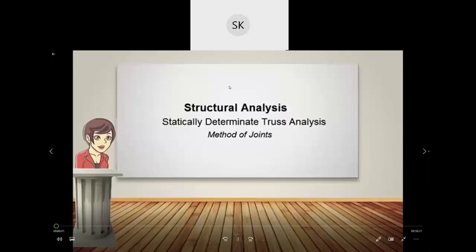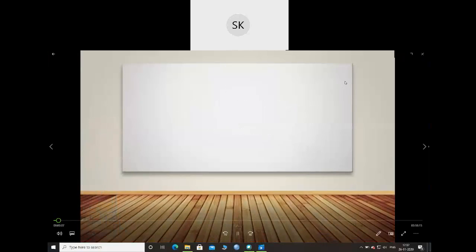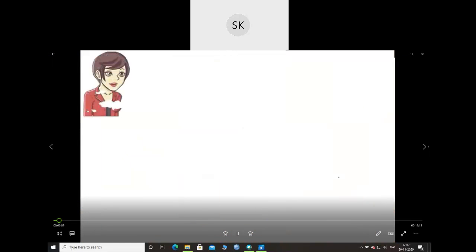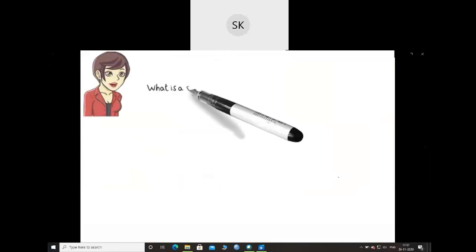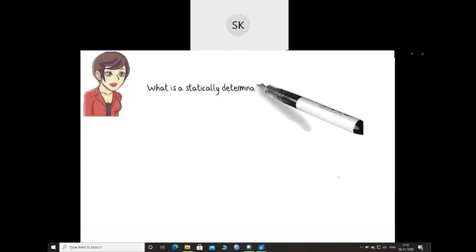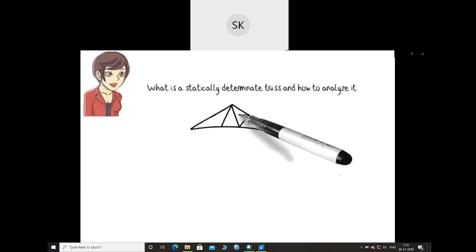In this session, I am going to discuss the analysis, truss analysis by method of joints. This lecture addresses two questions. What is a statically determinate truss and how to analyze it? A truss structure is an interconnected network of slender members, each capable of carrying an axial force only.